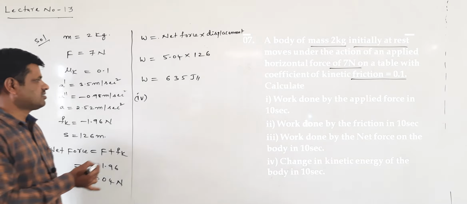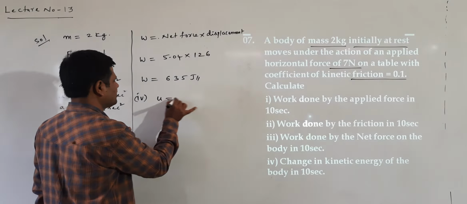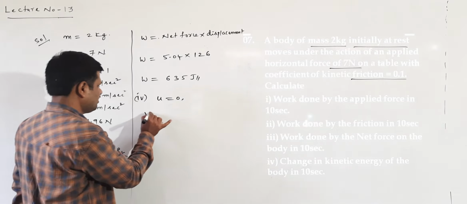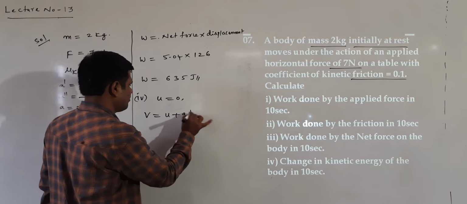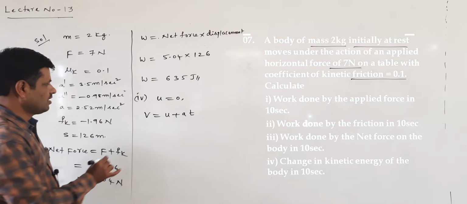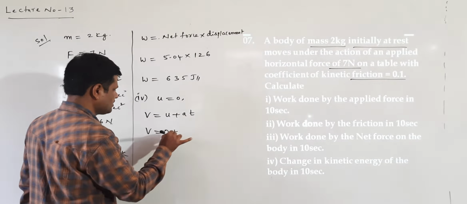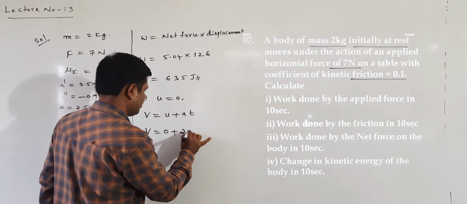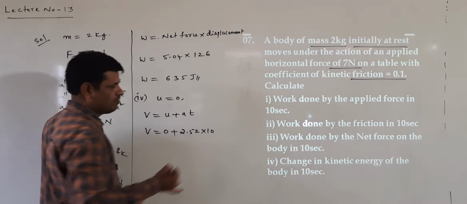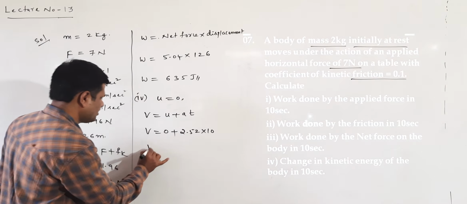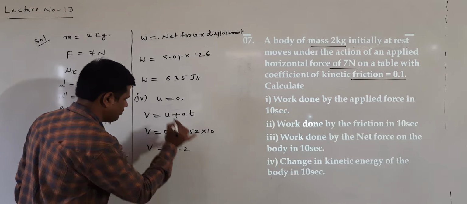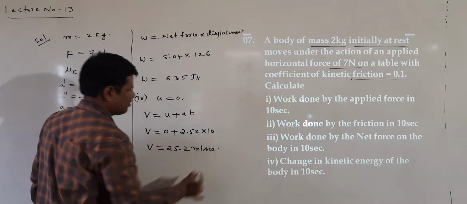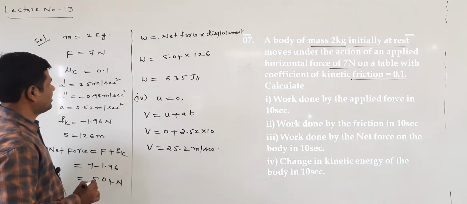In order to find the change in kinetic energy, first the initial velocity is 0 because the body is at rest. The final velocity comes from the formula v is equal to u plus at. V is equal to 0 plus net acceleration 2.52, time is 10 seconds. Now velocity v is equal to 25.2 meter per second. What is asked here? Change in the kinetic energy.